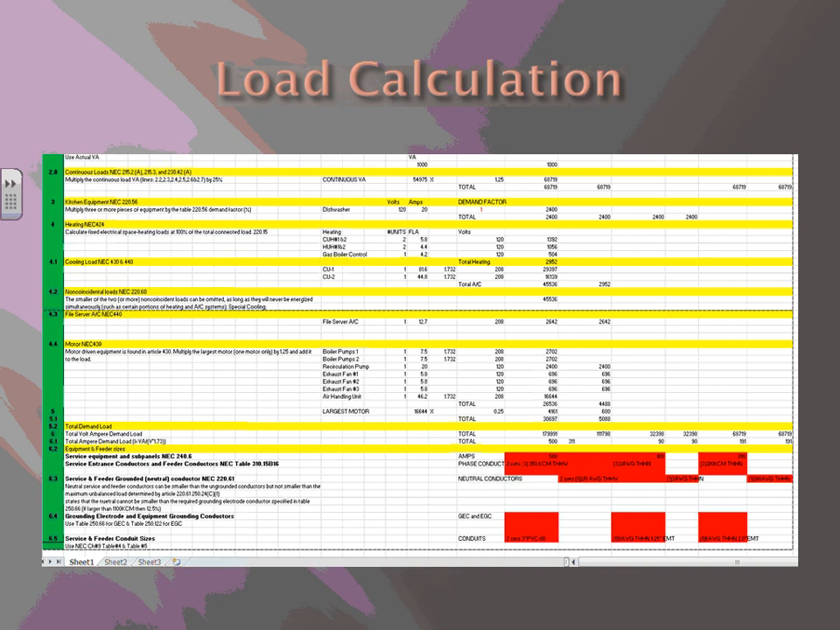Two sets of 350 kcmil, and the receptacle and lighting panels were two sets of 3L. And that's the presentation. Thank you.